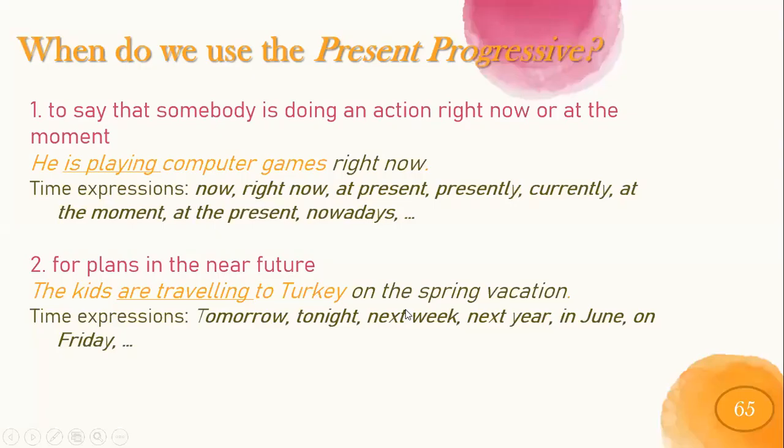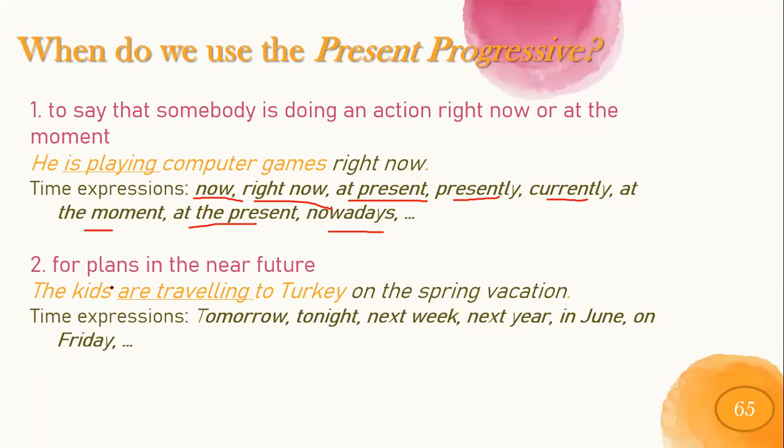Here it is. So we use the present progressive to talk about actions that are happening right now, at the moment. We can use these time expressions: now, right now, at the present, presently, currently, at the moment, nowadays. Keep them in mind.